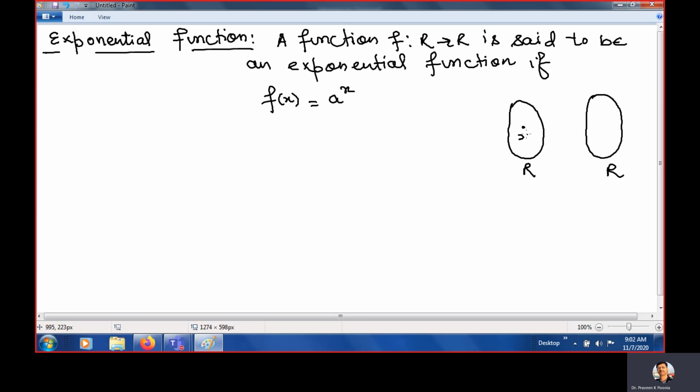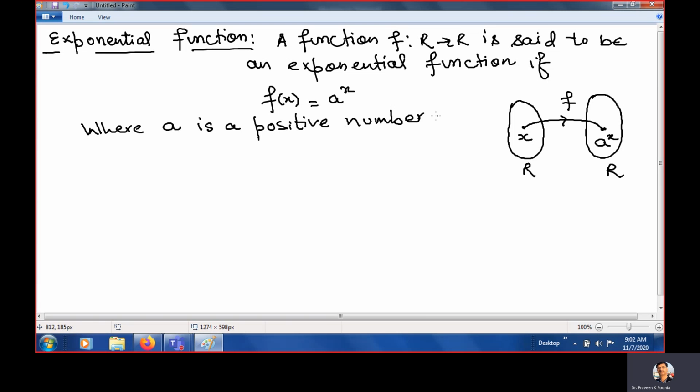And if x is the independent variable, then the dependent variable here is a^x, f(x). That is, f(x) is equal to a^x. What is a here? a is a positive number but not equal to 1. Please remember, a is a positive number and it is not equal to 1.